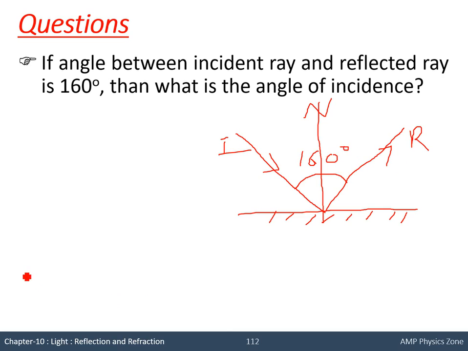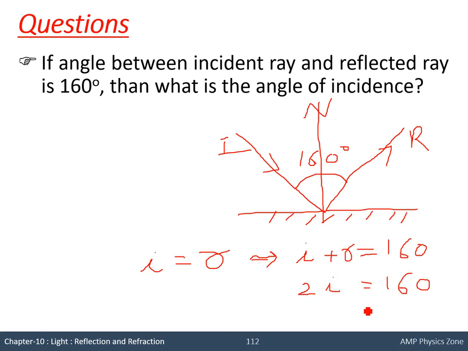Now we know that I is equal to R, law of reflection. So we can say from this, as it is given I plus R is 160, and as I is equal to R, we can write 2I is equal to 160. So instead of R we can write I. So I plus I, 2I is equal to 160, and I will be 80.